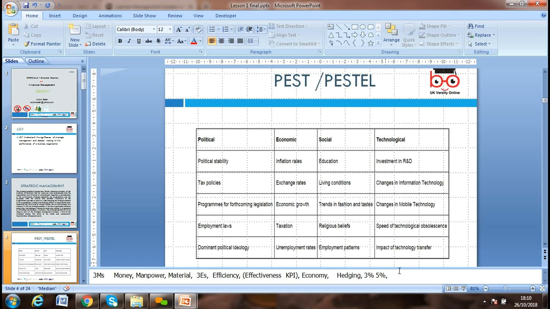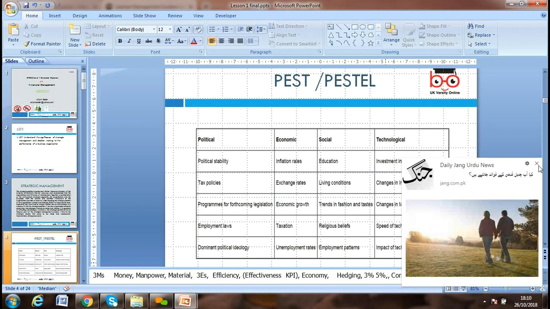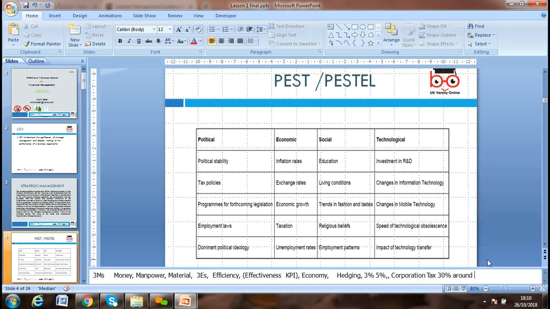Taxation, the system of taxation. Okay. Do you know that Donald Trump reduced corporation tax from 30% to around 15%? That's half of it. So reducing the corporation tax will attract more investors to that country, so foreign investment. We need to look at the financial management side. All these things we need to monitor very closely to be successful in business.